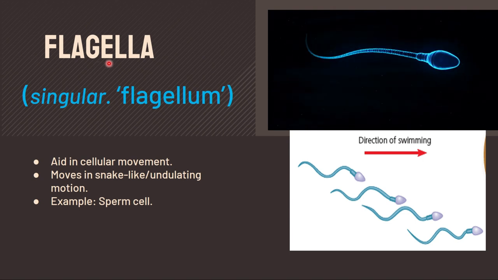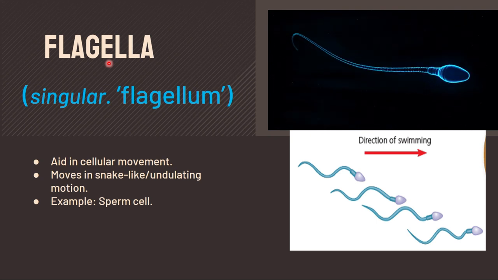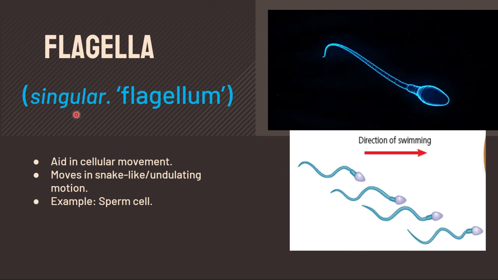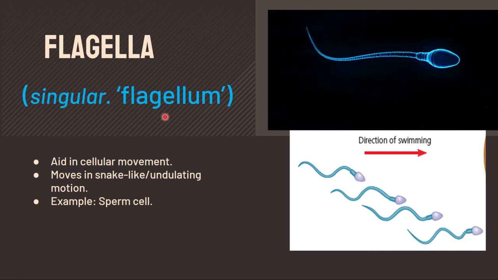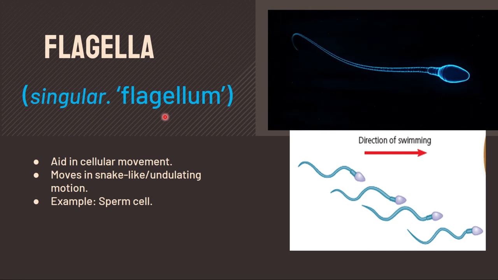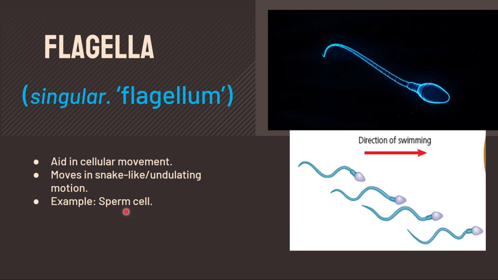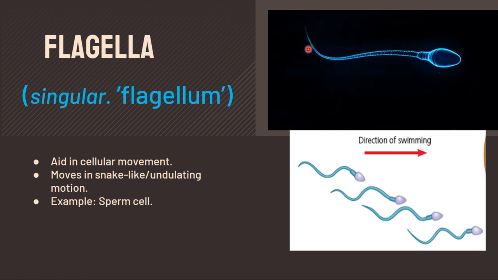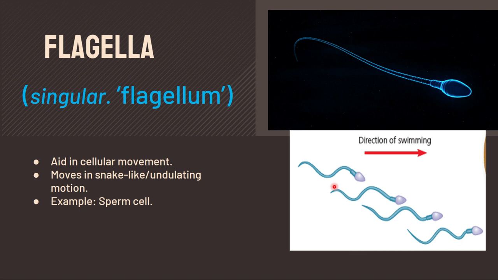So, next we have also another cell component called the flagella. But not all cells have flagella. Only certain types of cells have flagella. So, the singular form for flagella is flagellum. Okay? So, examples of specific types of cells nga naay flagella is the sperm cell. Okay? This is the flagellum. Okay? So, singular form. Kung daghan, we will refer to this one as flagella.